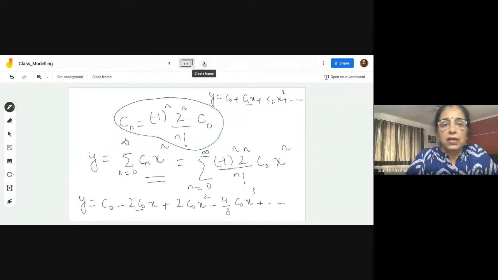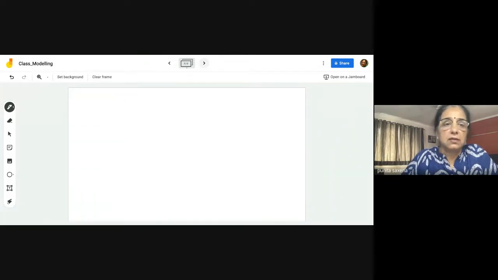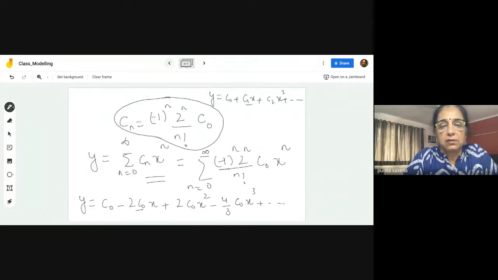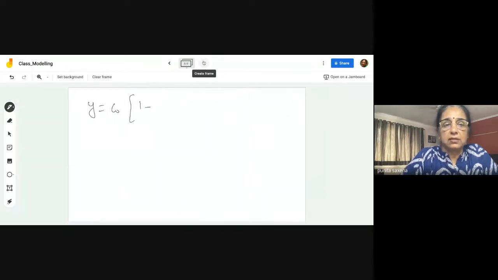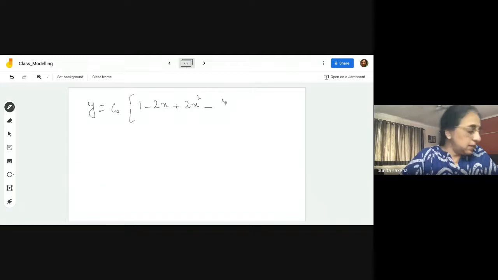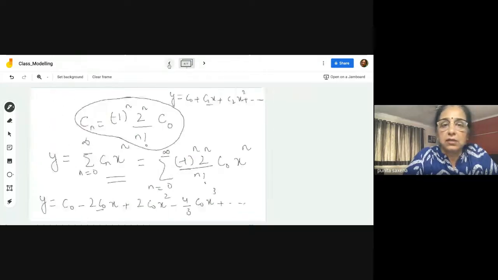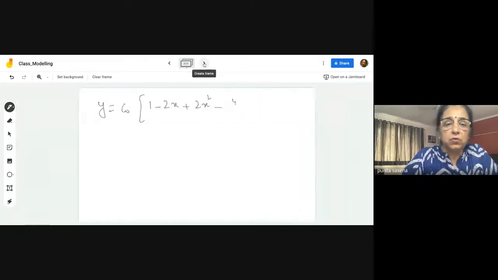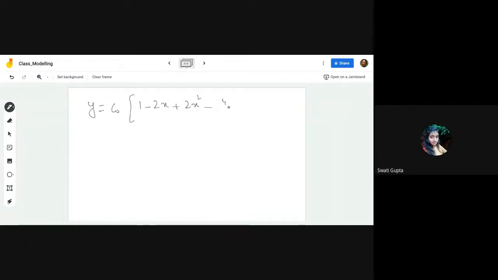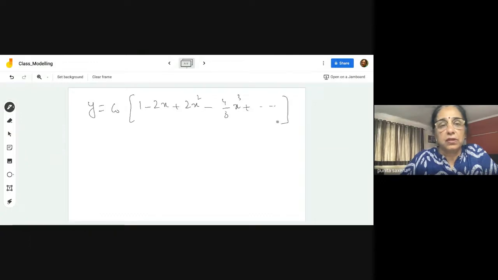So if I take C naught common, what do you get? 1 minus 2x, right? Yes, ma'am. 2x square minus, what will come along with it? 4 by 3 x cube plus 1 by 4 x to the power 4, and so on and so forth.